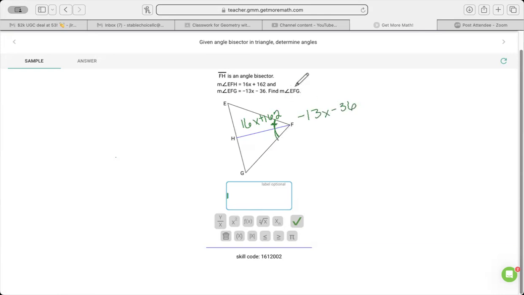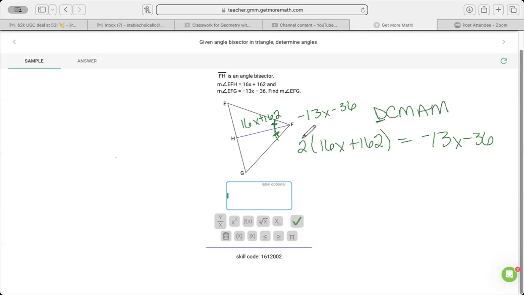EFG. So it wants us to find this measure. Okay, so again, we know that half of it is the 16x plus 162. So that means we're going to have two groups of that. So we're going to have two 16x plus 162. Two of those adds up to be the total of negative 13x minus 36. Okay, so just knowing that angle bisector gets us there. And then just solve.